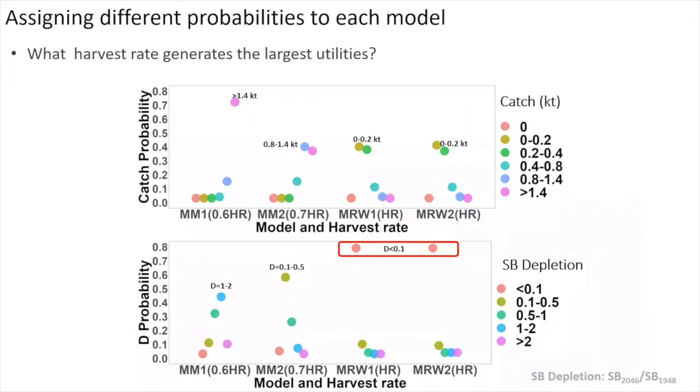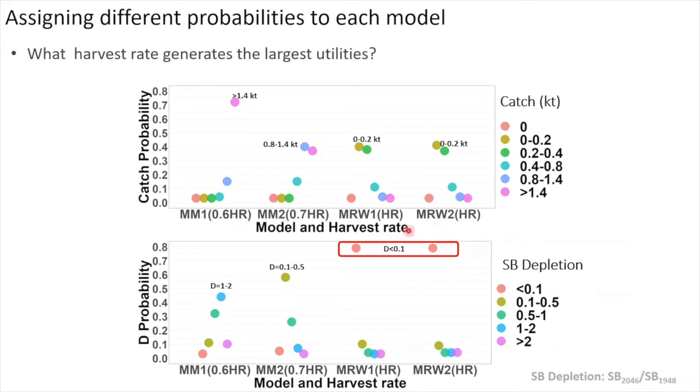So here I assigned different probabilities to each model. First I assumed that model MM1 was the correct model, so I assigned a probability equal to 1 to that model. Under that scenario, the optimal harvest rate was 60% of the terminal harvest rate. Then I assumed that model MM2 was the correct model, and under that scenario, the optimal harvest rate was 70% of the terminal harvest rate. Then I did the same for the random walks model, and in those scenarios, the optimal harvest rate was the terminal harvest rate.